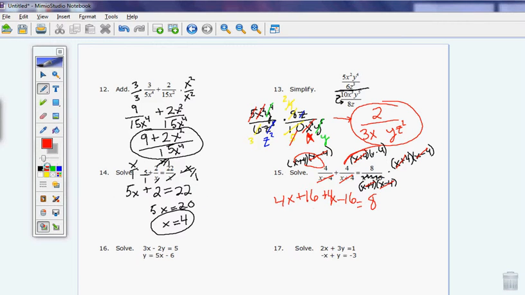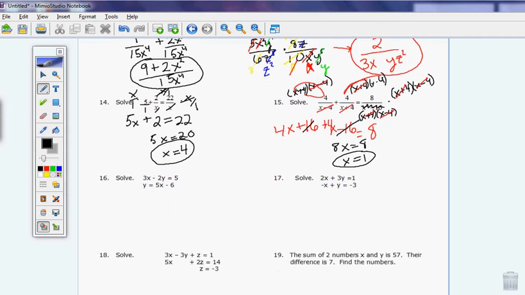Well, if we see now, the 16's cancel. 4x plus 4x is 8x equals 8. Divide both sides by 8 and x equals 1. Now, in the previous reviews I gave you, this was an undefined answer, but if we look in there, 1 is actually fine. It's not going to create 0 in the denominator, so it's totally fine.